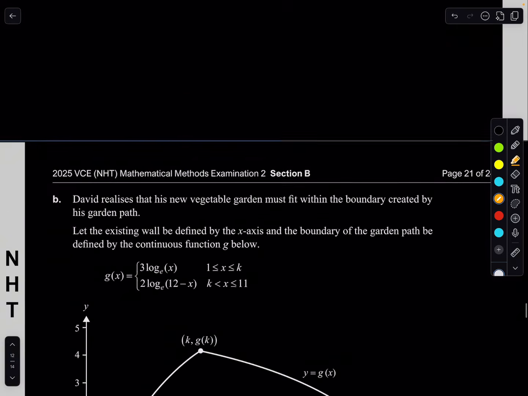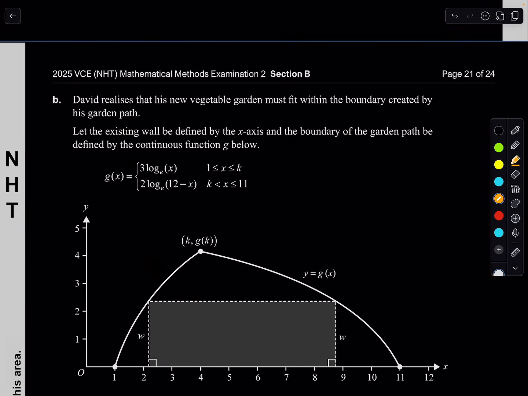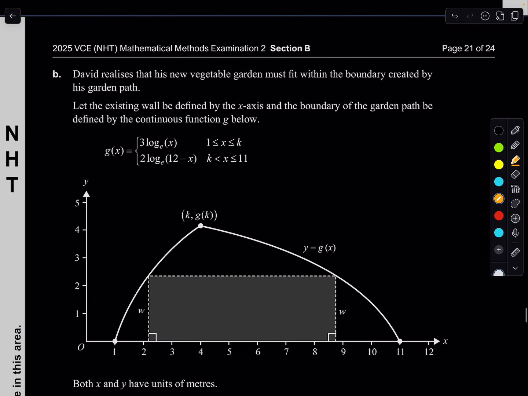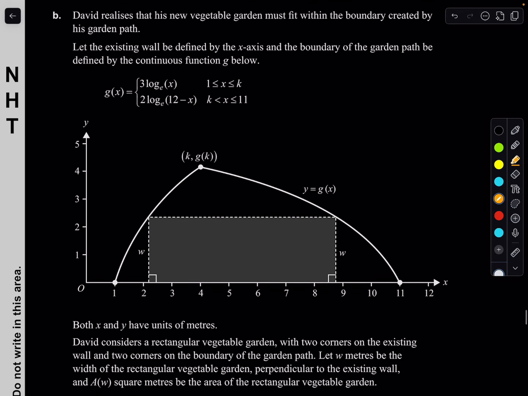Really, really nice. Next question. David realizes that his new vegetable garden must fit within a boundary created by his garden path. Let the existing wall be defined by the x-axis, so this x-axis, and the boundary of the garden path defined by this continuous function g. And g is that. Okay, so yeah, it's a hybrid function.